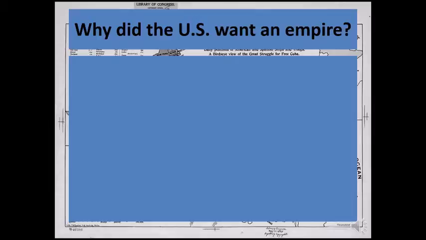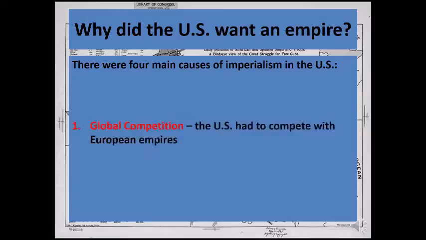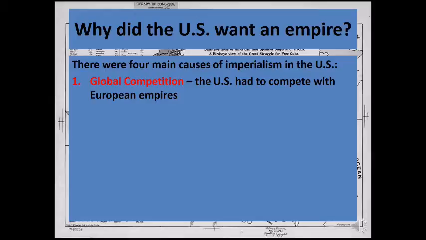But why did the U.S. want an empire? Why did we want to engage in imperialism? Well, there's four main reasons, four main causes of imperialism in the United States. First off, global competition. We were competing with other empires: France, Spain, Britain.